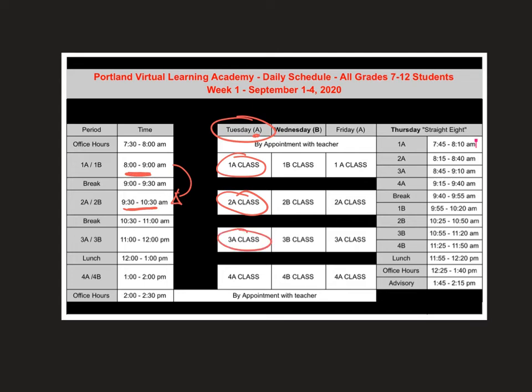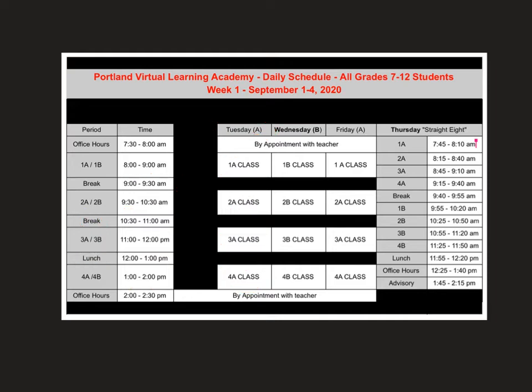Your 3A class meets from 11 to 12. So again, notice we went from 10:30 all the way to 11. That gave you a half hour break. And then your 4th class meets from 1 to 2. Notice we gave you a longer break, 12 to 1, because in that time you're going to have a break to eat lunch. So we're giving you a half an hour for lunch and a half an hour for that regular sized break.